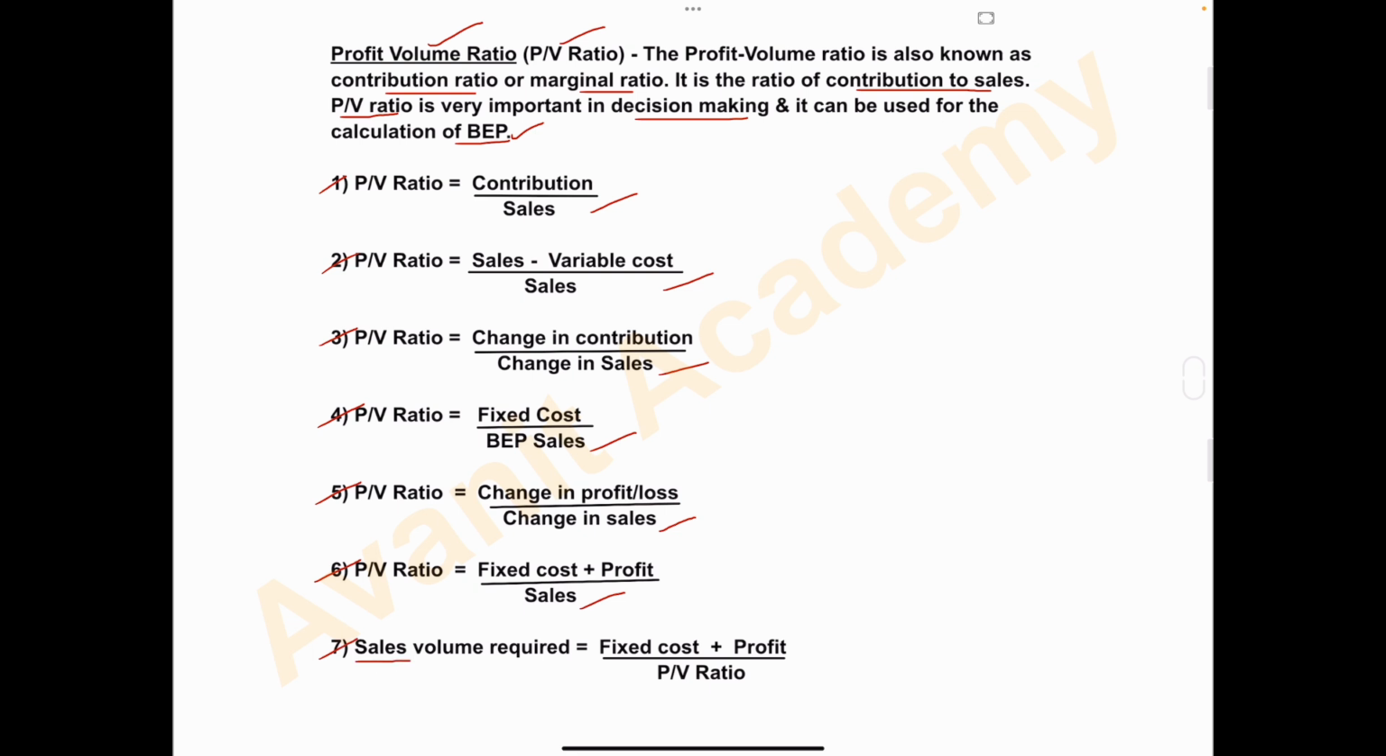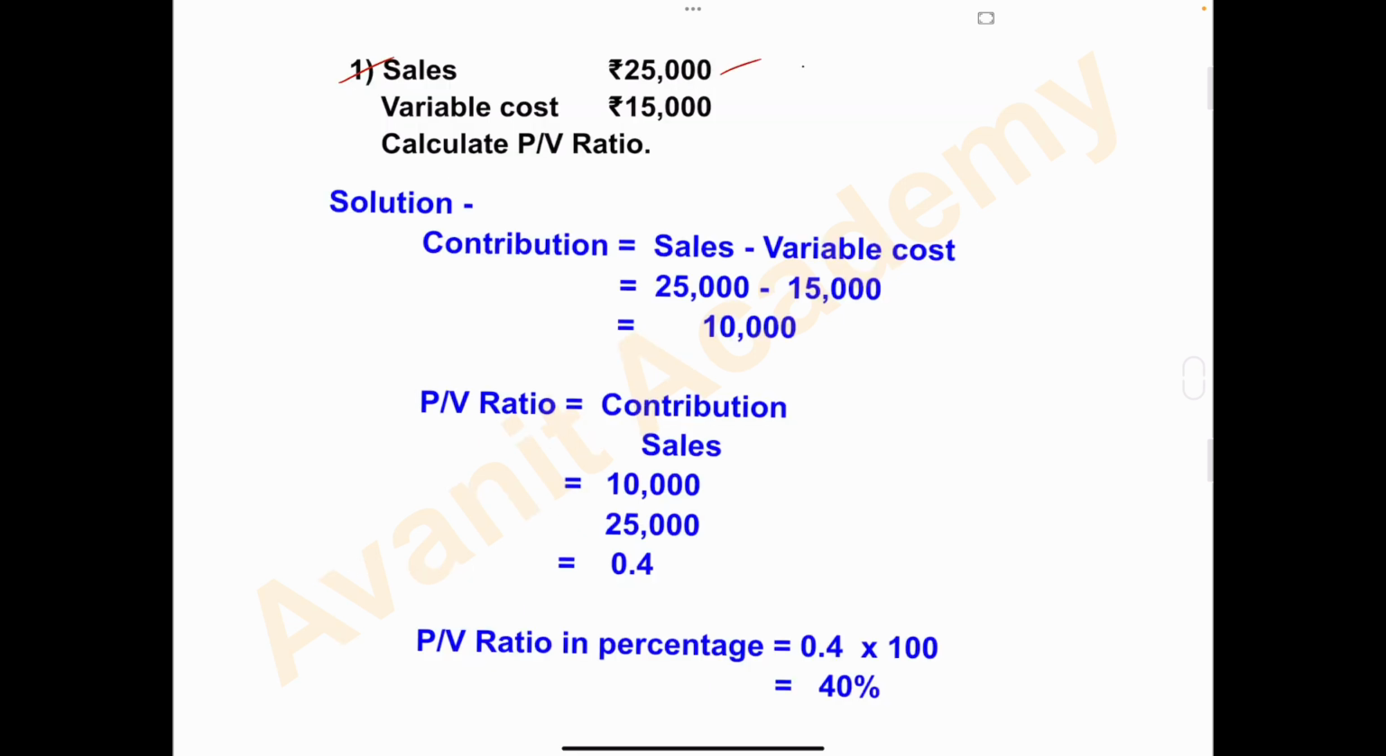And this one is to calculate sales volume required. That is fixed cost plus profit divided by PV ratio. So any one formula you have to apply to calculate PV ratio depend upon the problem. So what information they have provided in the problem. Let's solve one problem on PV ratio. Sales rupees 25,000, variable cost rupees 15,000. Calculate PV ratio. In this problem, sales and variable cost information is given and we have to calculate PV ratio.